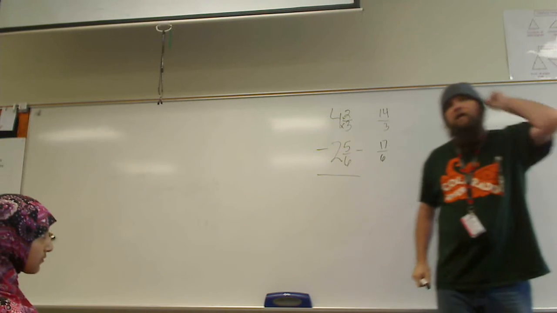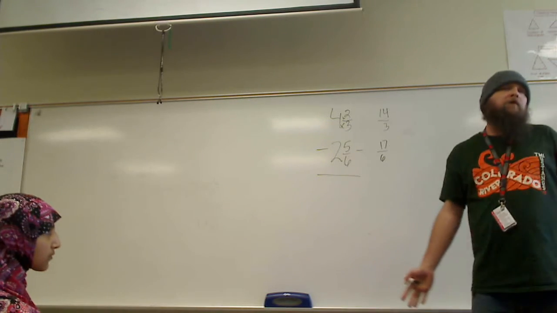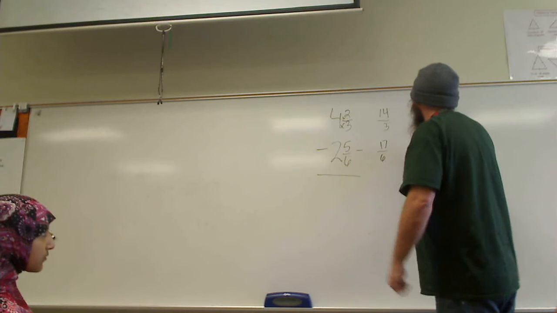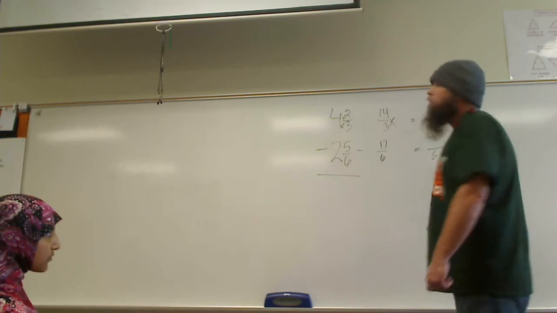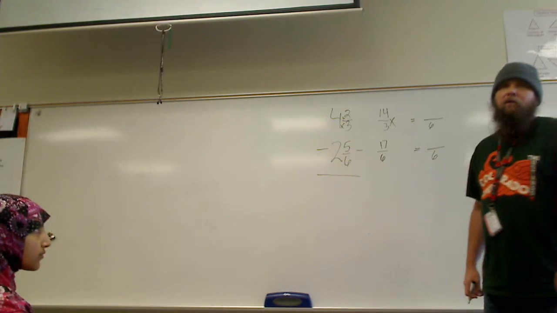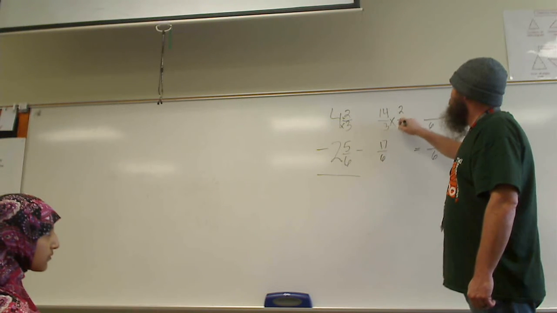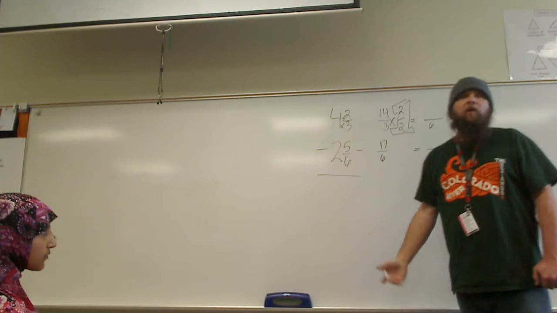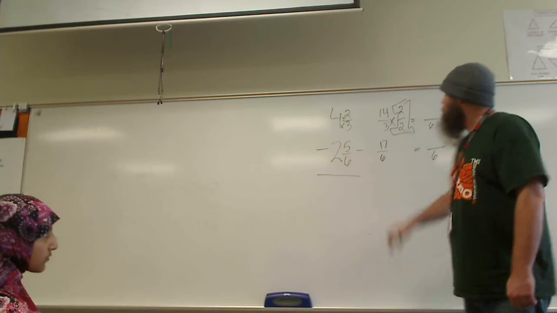Now, as Michaela said, now I need a common denominator. What would my common denominator be? Jasira? 6. This one's already over 6. I need to multiply this by a fraction that equals 1. Ty? You multiply by 2 over 2. The fraction 2 over 2 equals 1. If I multiply by 2 over 2, I'm not changing the value. I'm changing how it's written.